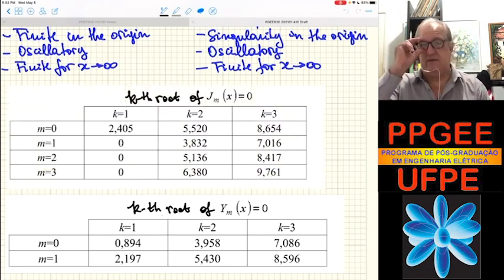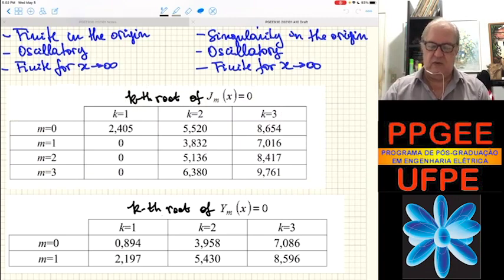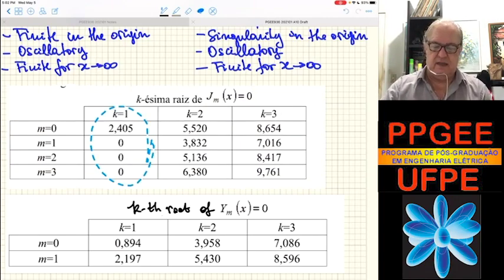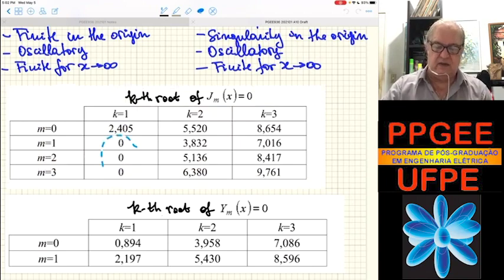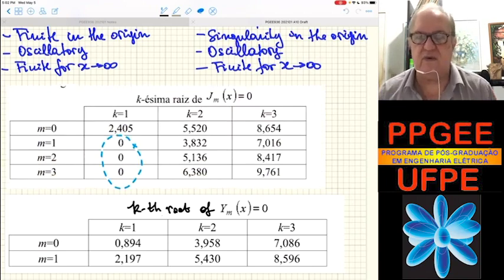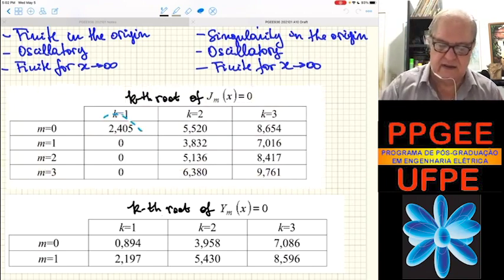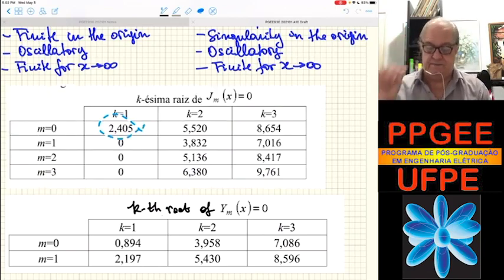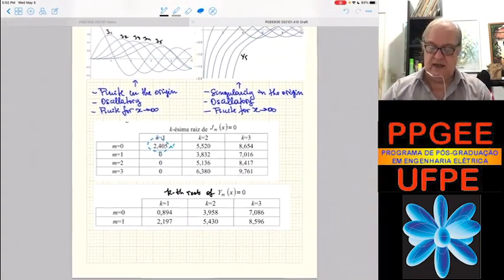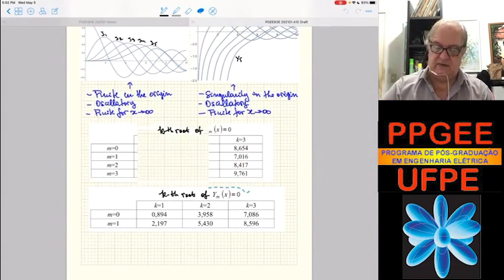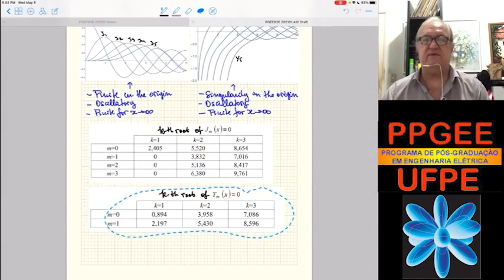First root of the Bessel function of order 0. The roots are important, so it is important to be able to calculate them. You see that all the other Bessel functions have a root at the origin, but not the Bessel function of order 0, right? And we also have the roots of the Bessel function of the second kind.